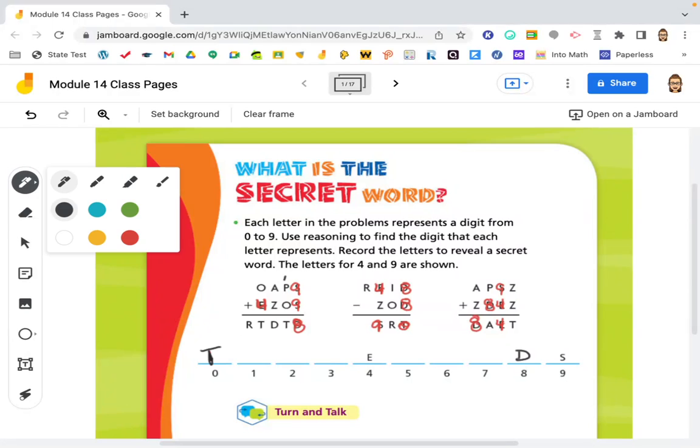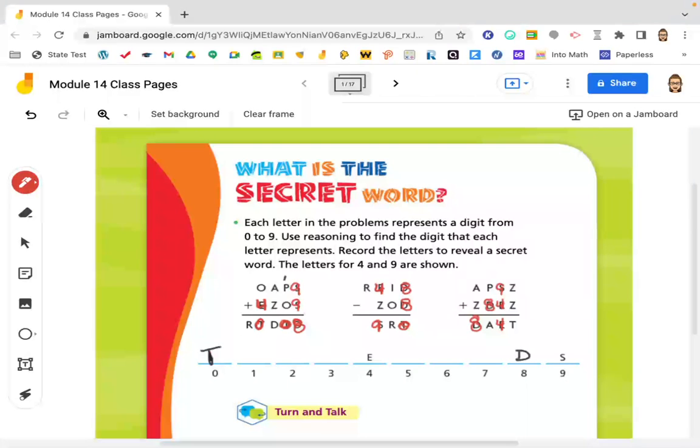So anywhere we have a T, we're going to put 0. Which we go here, we're adding. The only way to have a 0 is to get 10, and it's the same number, so that means Z has to be 5.